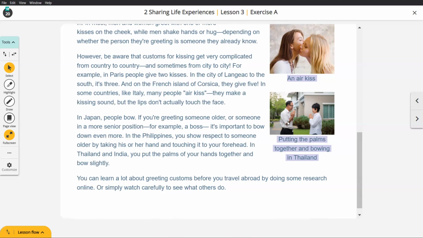What do you think, Carlos Artur? Do you have any friend or maybe you see someone greeting in this way, like putting the palms together and bowing? Bowing means, like, respectful.